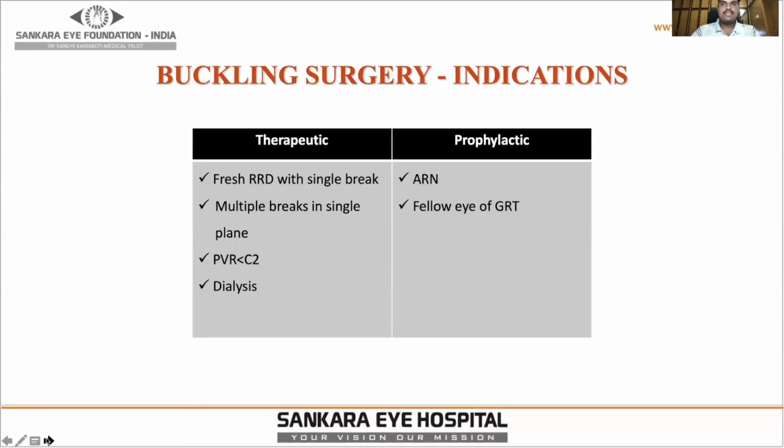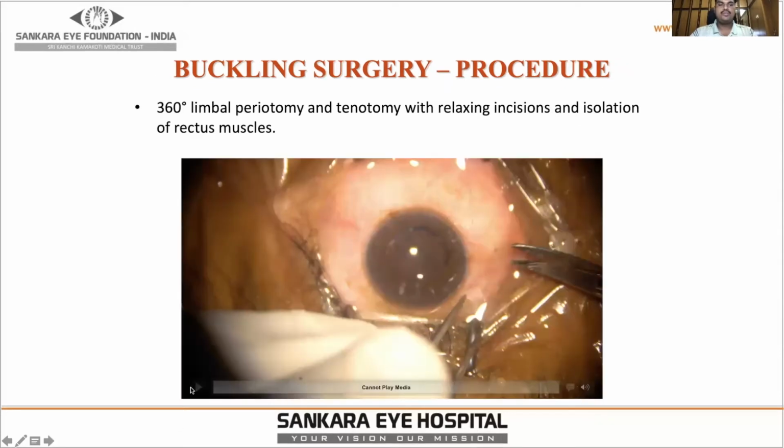The indications of buckle surgery are straightforward, but let us look into the therapeutic aspect, which includes fresh rhegmatogenous retinal detachment with a single break, or multiple breaks all in a single plane. PVR, that is proliferative vitreoretinopathy, should not be more than C2. Retinal dialysis is one of the ideal cases to do a buckle surgery. Prophylactically, it is used in patients who had acute retinal necrosis before the break formation, or a fellow eye of a giant retinal tear, white without pressure. So let us go into the procedure per se.